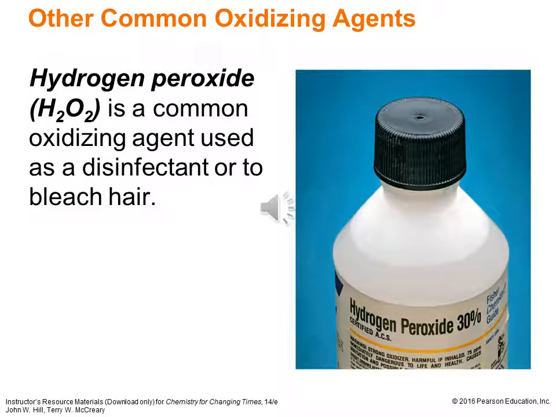Hydrogen peroxide, H2O2, is another common oxidizing agent. And it's often used as a disinfectant. It will kill microorganisms pretty efficiently. It can be used to bleach hair or to bleach stains out of clothing or carpets. So it's pretty versatile. It's also an unusual exception to the normal oxidation state of oxygen, as we'll look at in some examples later on.